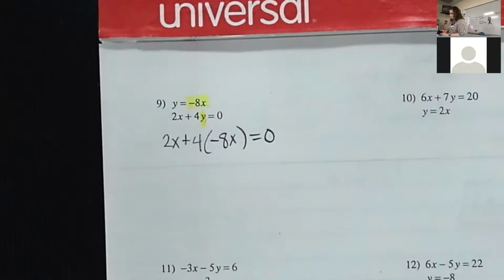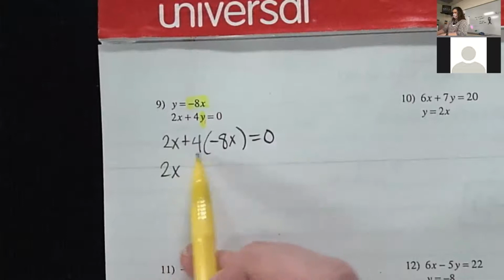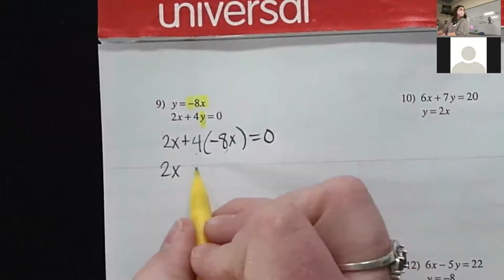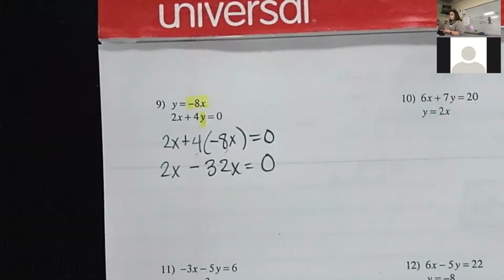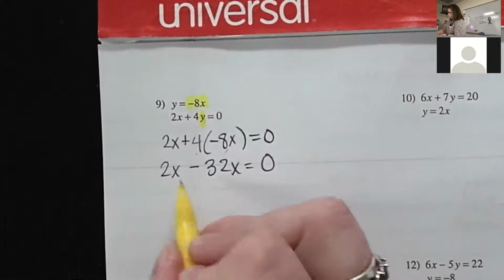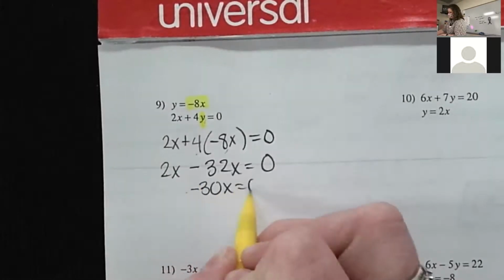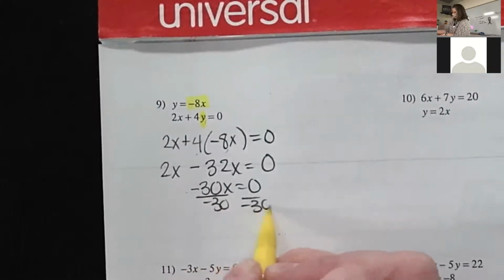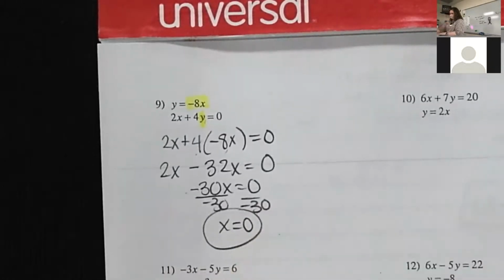Love it. Now I got to keep solving. Still nothing happened to that 2x. What's 4 times negative 8x? Negative 32x. Beautiful. What's 2 minus 32? Negative 30x. Good. Equals 0. Still have to divide by negative 30 because I want x by itself. If I divide 0 by negative 30, what's x? Still 0. Love it.